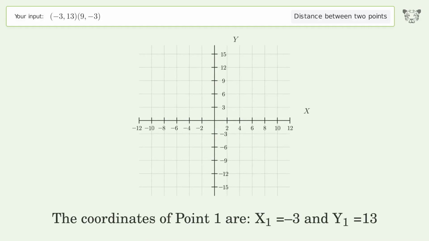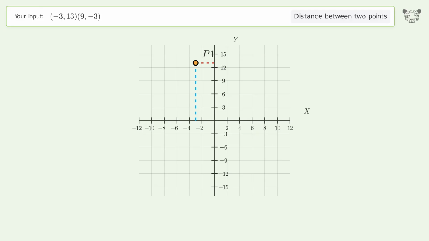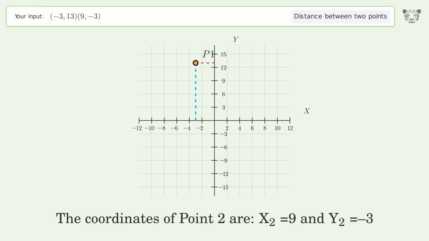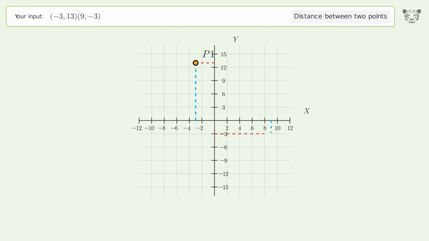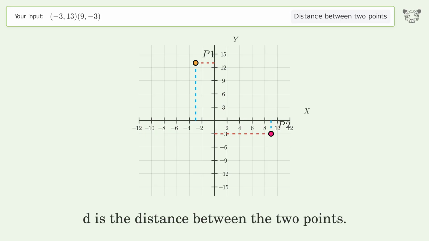The coordinates of point 1 are x1 equals -3 and y1 equals 13. The coordinates of point 2 are x2 equals 9 and y2 equals -3. D is the distance between the 2 points.